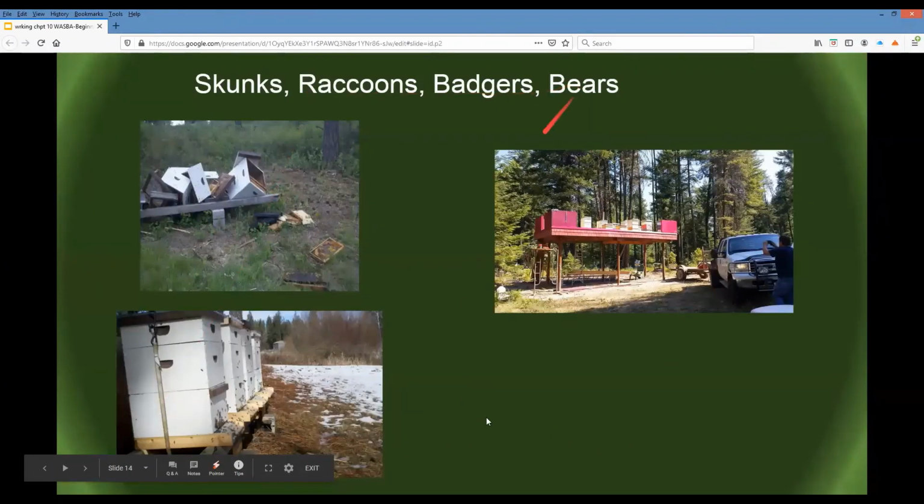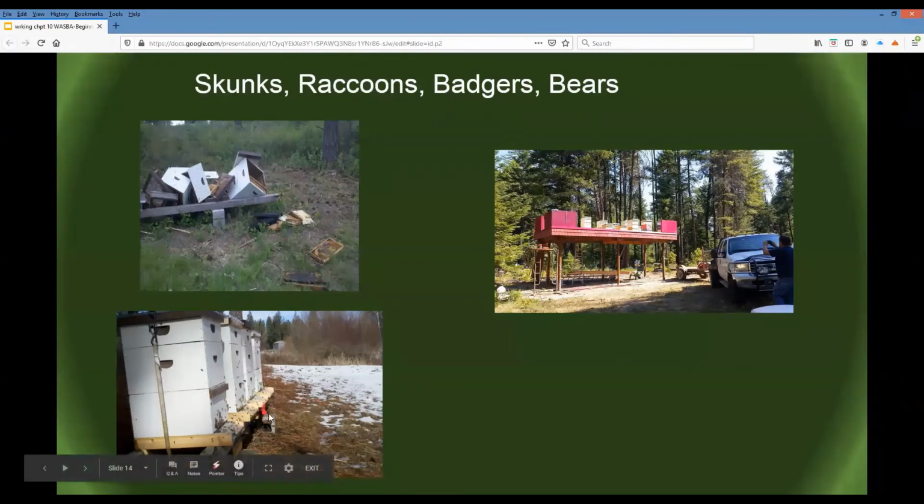Skunks, raccoons, badgers, and bears. So this top slide is showing what happened after a badger got after a hive. They really tore it up and got into it and ate a lot of honey and destroyed the bees, or destroyed the frames. I think this is the story I remember hearing about. The bees were recovered, but they weren't happy.